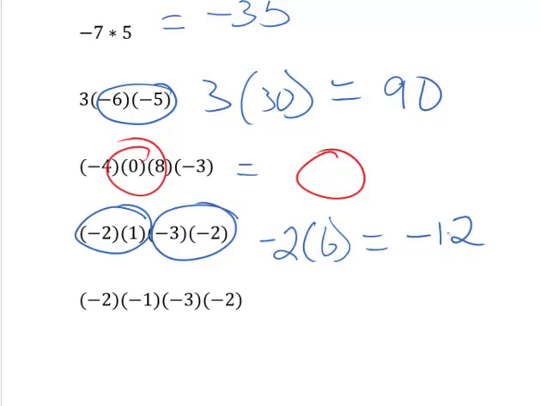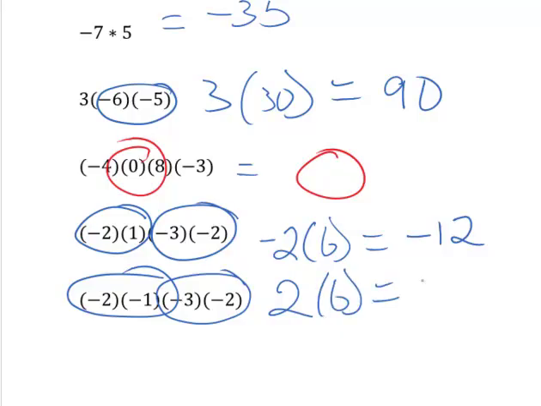The next problem, if you notice, the numbers are very similar. Here I have negative 2 times negative 1, that's positive 2. Negative 3 times negative 2 is a positive 6. And so my answer here is 12.